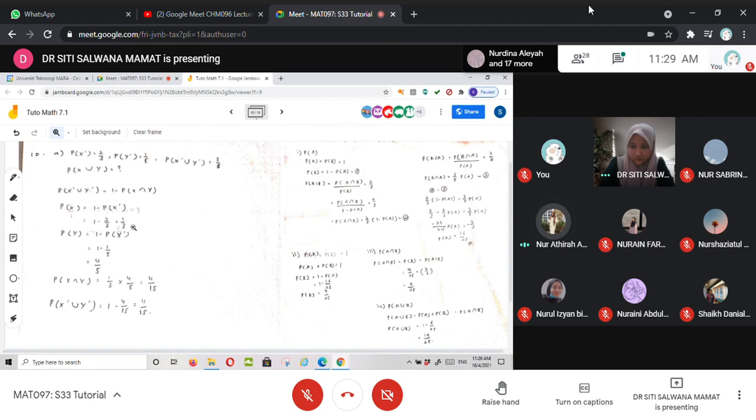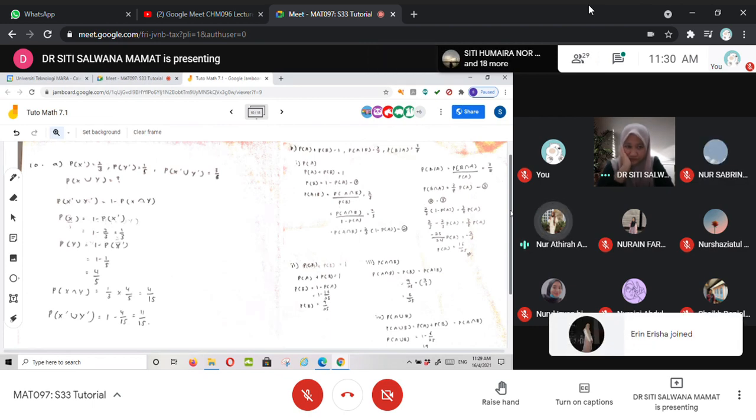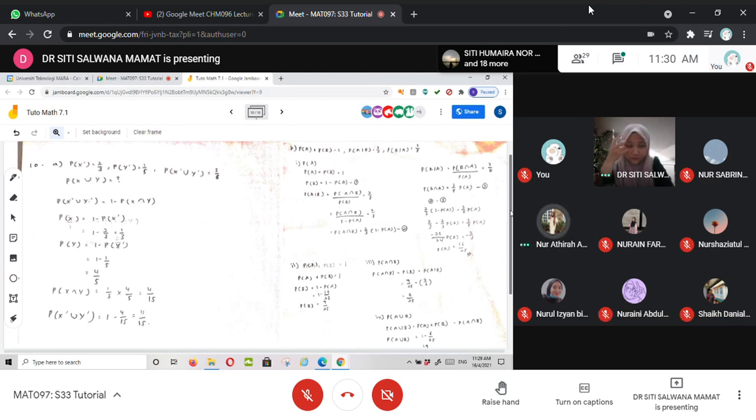Then for 10B1, it asks to find P(A). So I use P(A) plus P(B) equals 1. Then I rearrange the equation to get P(B) equals 1 minus P(A), which is the first equation. And then I use P(A given B) equals P(A intersect B) over P(B) equals 2/3. Since I already have P(B) equals 1 minus P(A), I substitute that into P(B). So I get P(A intersect B) over 1 minus P(A) equals 2/3. Then I rearrange to get P(A intersect B) equals 2/3 times 1 minus P(A), which I label as the second equation.